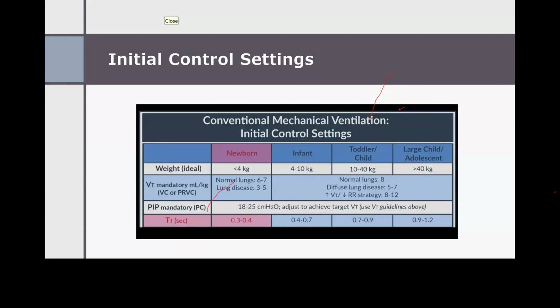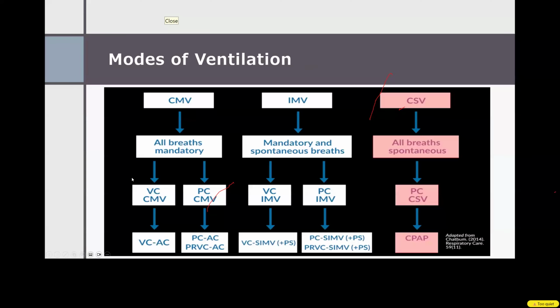So here is just a synopsis of the initial settings on the ventilator that you would do. Basically, for a newborn that's about 4 kilos or so with normal lungs, you could use 6 to 7 mLs of tidal volume, but in a baby with lung disease, about 3 to 5 mLs per kilogram of tidal volume. We usually use 4 to 6 actually in a smaller baby. PIP, which is 18 to 25 centimeters of water to get a good chest rise, and an inspiratory time of 0.3 to 0.4 seconds. So those are the initial controls.